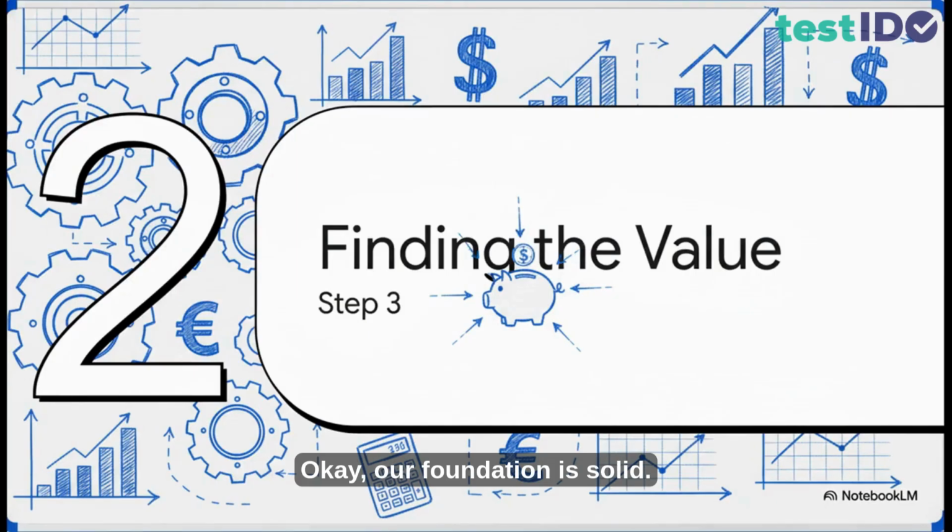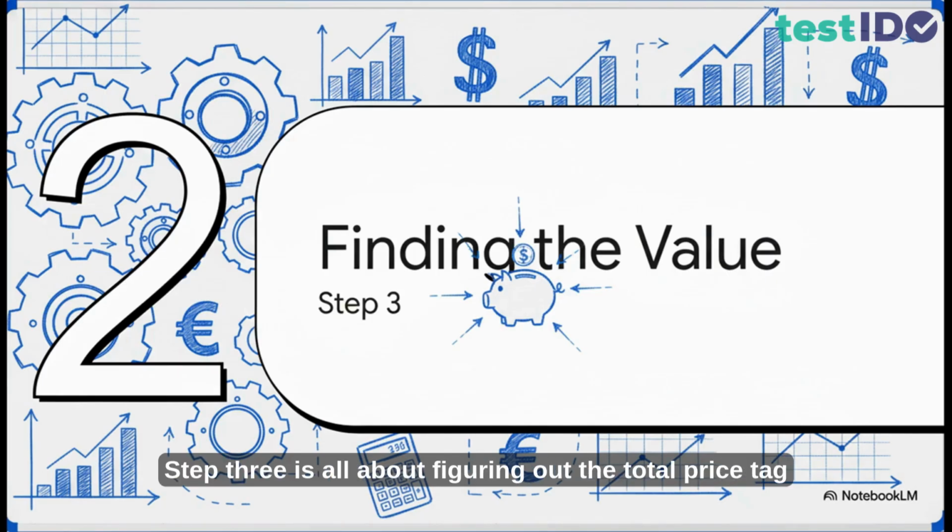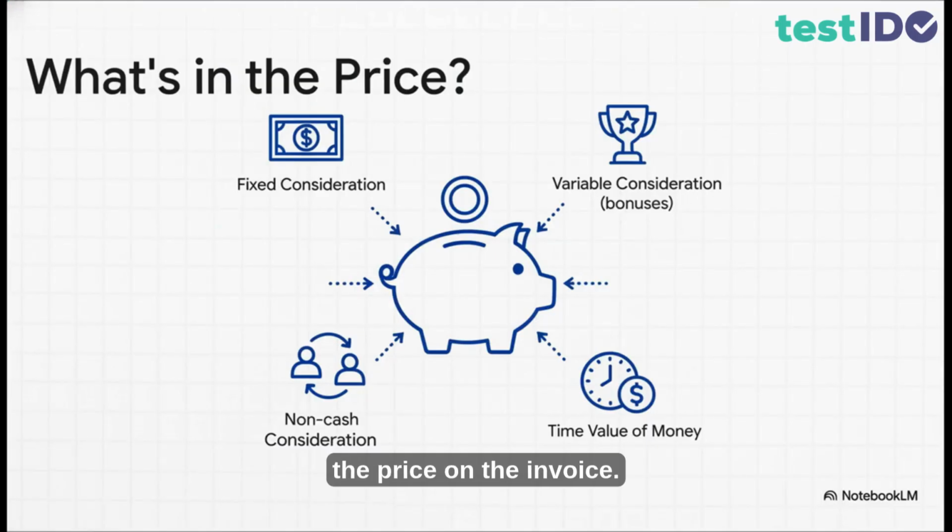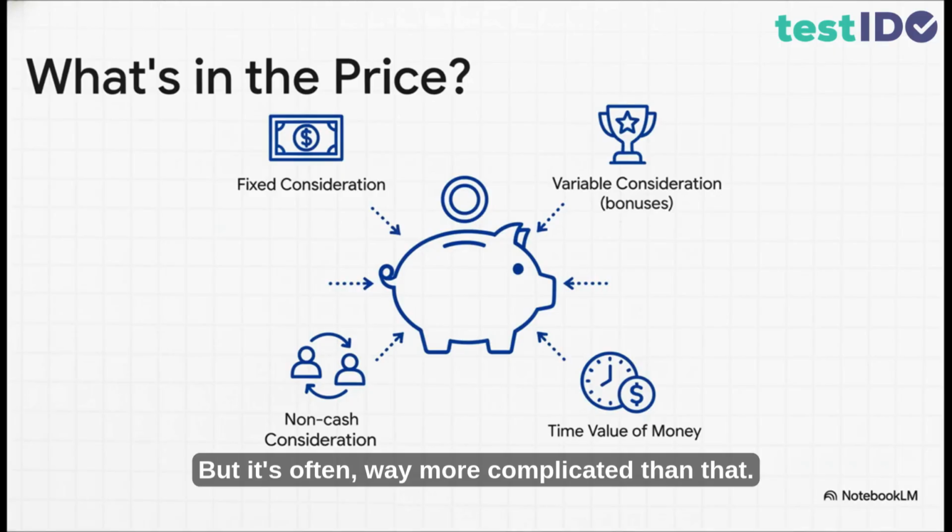Okay, our foundation is solid. We know we have a valid contract, and we've broken out all the distinct promises. Now we can start talking about money. Step 3 is all about figuring out the total price tag for the entire deal, what we call the transaction price.